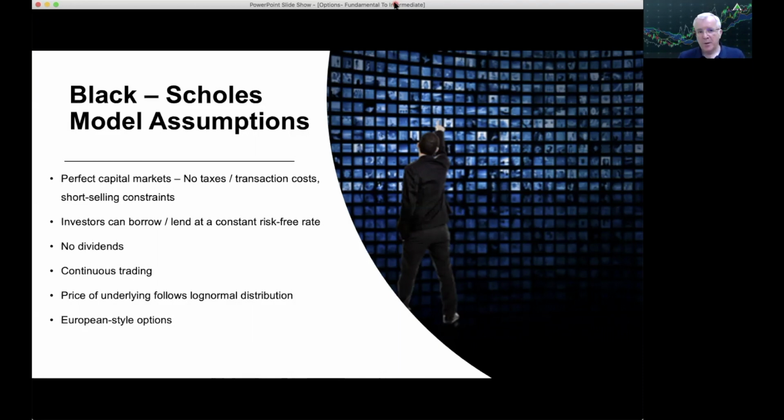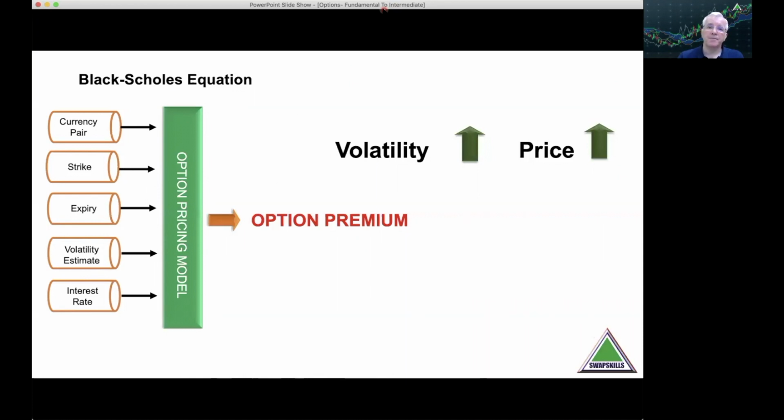Now, they had to come up with some sort of parameters for this, and they said, imagine a world where you could always trade, where there's always a market, you can borrow at risk-free rates, no taxes, no dividends. I mean, this is just perfect. How nice would that be? Now, we know the world's not like that, but it's a starting point for option pricing.